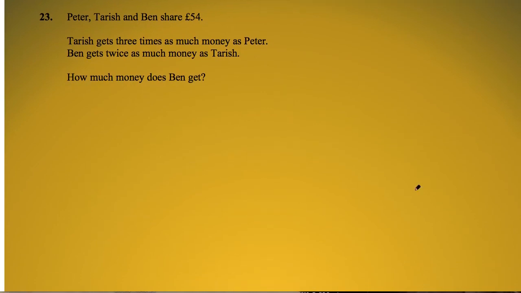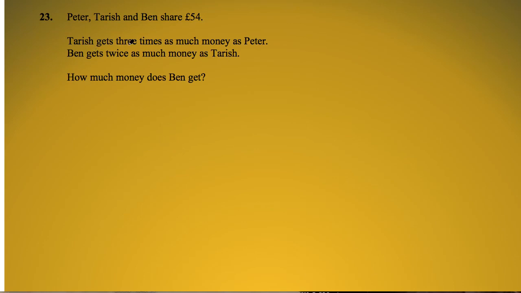Okay, question 23. Peter, Tarish and Ben share £54. Tarish gets 3 times as much money as Peter. Ben gets twice as much money as Tarish. How much money does Ben get? Okay, well I'm going to start with who gets the smallest amount of money.